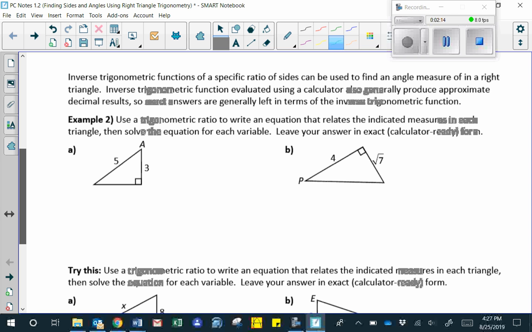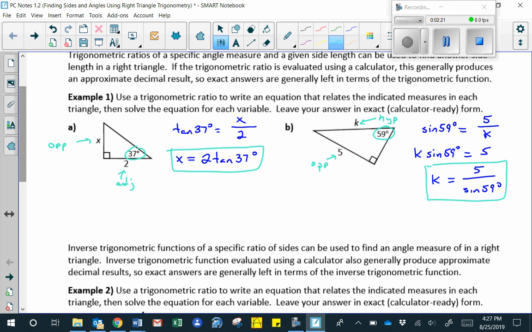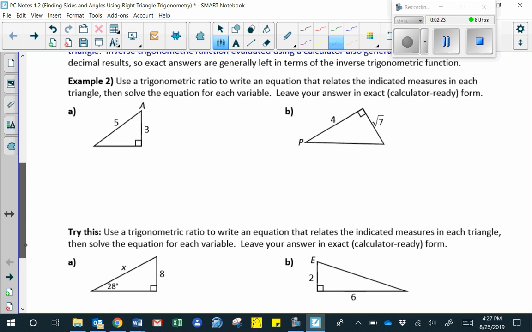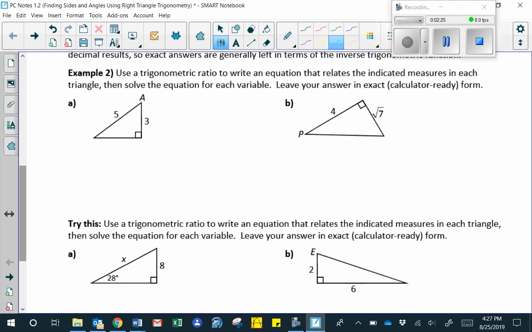Moving ahead, we can find an angle in a right triangle using inverse trigonometric functions. And that'll again be our calculator-ready form. So in example 2a, we are looking for angle A. We have the side of 3, which is the adjacent side to angle A, and we have 5, which is the hypotenuse. That indicates that we're going to use a sine ratio. So sine of angle A is equal to the adjacent 3 over the hypotenuse 5.